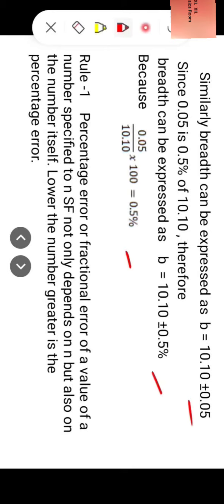Now you see here length is 16 point something centimeter and error is 0.3%, and breadth is 10.10 centimeter and error is 0.5%. So lower the number, greater is the percentage error.